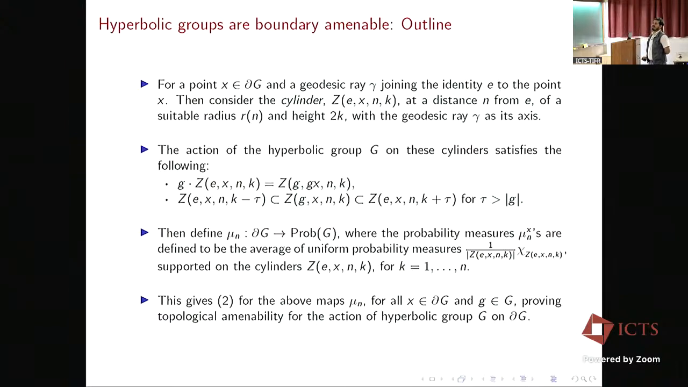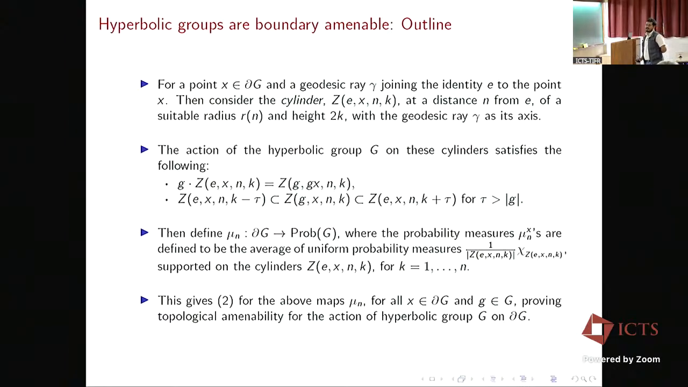And now we define a mapping which goes from the boundary of the hyperbolic group to the probability measures supported on the hyperbolic group. And the assignment that we give is this. We take these cylinders we constructed here, and we take the characteristic function on those cylinders, and we divide it by the finite size of that cylinder. So this gives us a probability measure which is the nth assignment to the boundary point X. This is identity, this is the boundary point X.